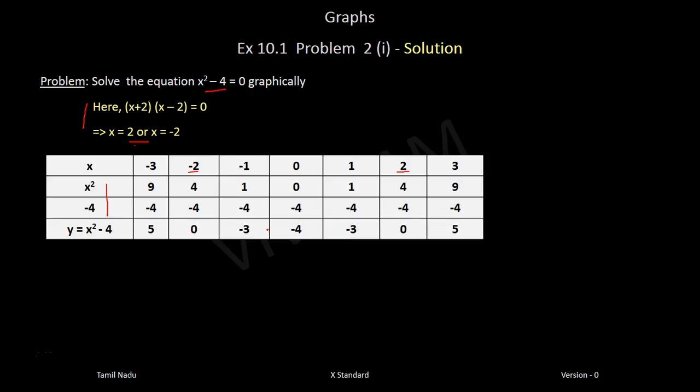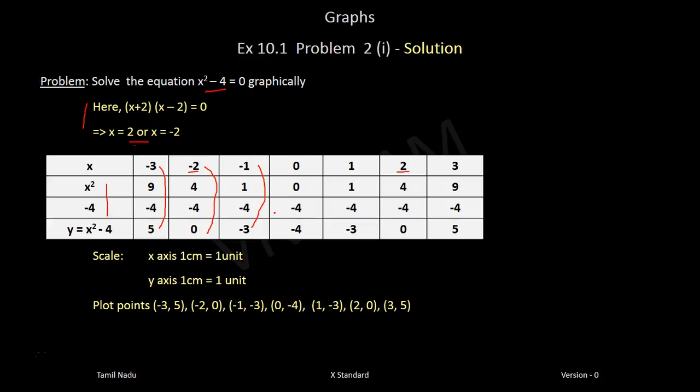So now we have the values of x and y. So what are the points? The points are (3, 5), (minus 2, 0), (minus 1, minus 3), like that. So we have a complete set of points, which is given here. These are the points extracted from this table, and these are the points which we need to plot on the graph.